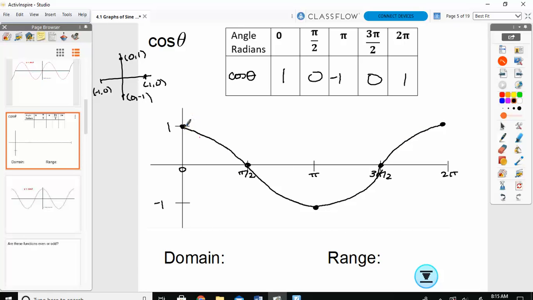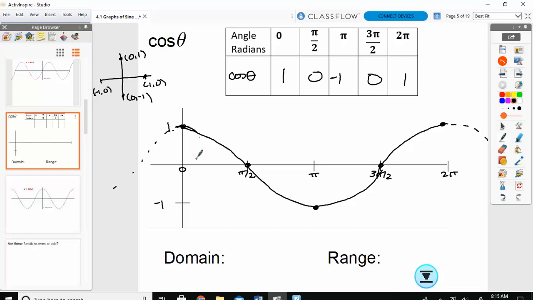And again, does this really just start at 0 and end at 2 pi? No. If you wanted, you could keep drawing it. This is really kind of like the graph of sine, isn't it? Sine started at 0 and cosine starts at 1. But otherwise, they're both just these waves that keep going.